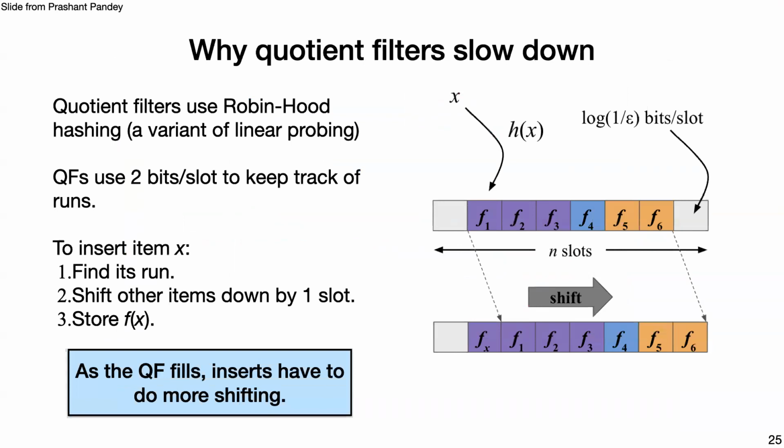Okay, so like we were talking about, the main issue with quotient filters, and why they're slow at high load factors, is the shifting. When there are too many elements, they get close together, and if you insert something, you have to shift all the other stuff down. So you have to find the run, shift everything down by one slot, and then store the element. And the shifting increases as you have more inserts.